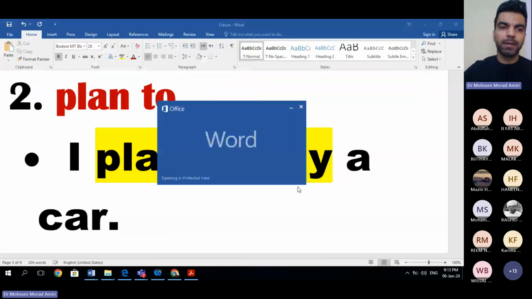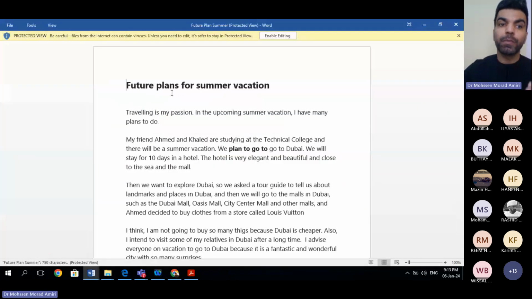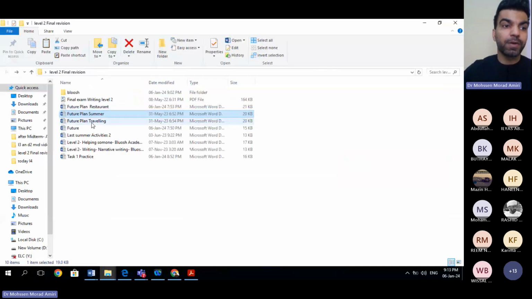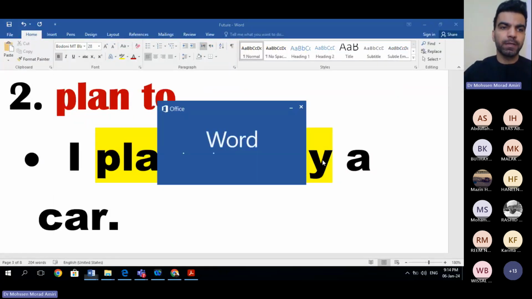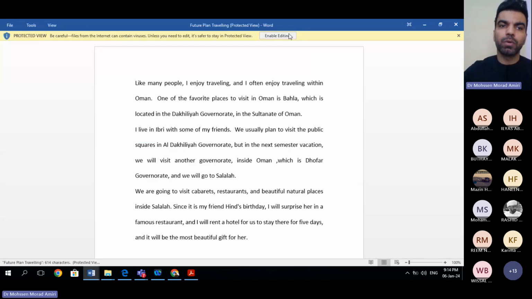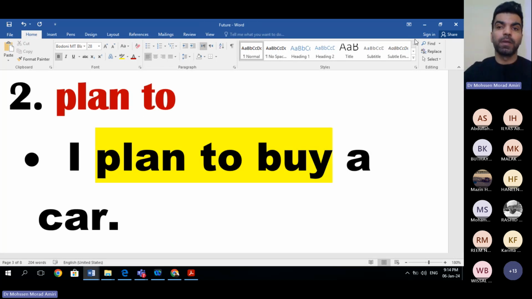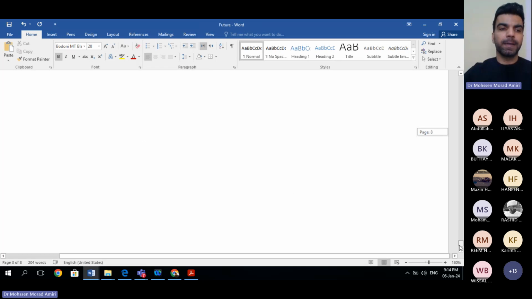Summer plan. Okay. Future plans for summer vacation, as you know your teacher told you. Traveling. Okay, traveling. So they may ask you to write a paragraph about traveling. Maybe it will be past or maybe future, Allah alam. But you need to know about that. Okay, so these are the most important things, and that's it. Do you have any questions?